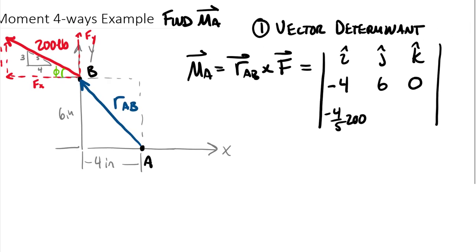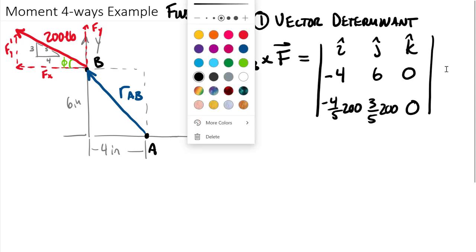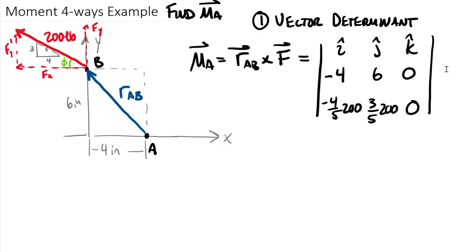Let's go back over to our determinant. And so my next term here is going to be that y component. It'll be positive 3/5 times 200, and then zero here in the k hat. Now you could do the diagonals to solve for this. You could realize that all of your i hats and j hats will be zero because of these two zeros right here and here.